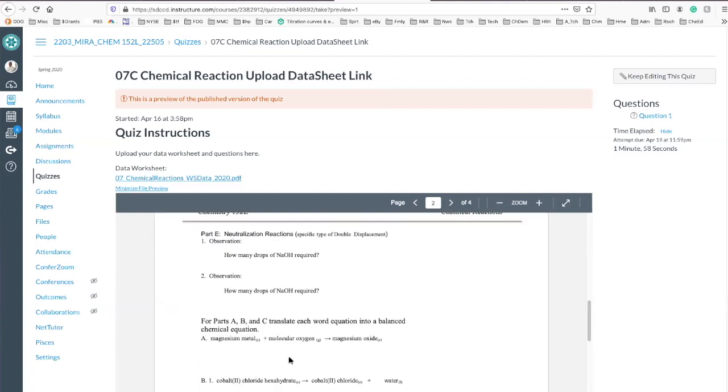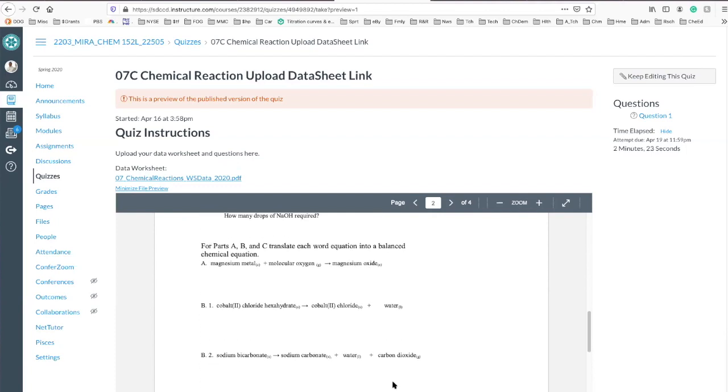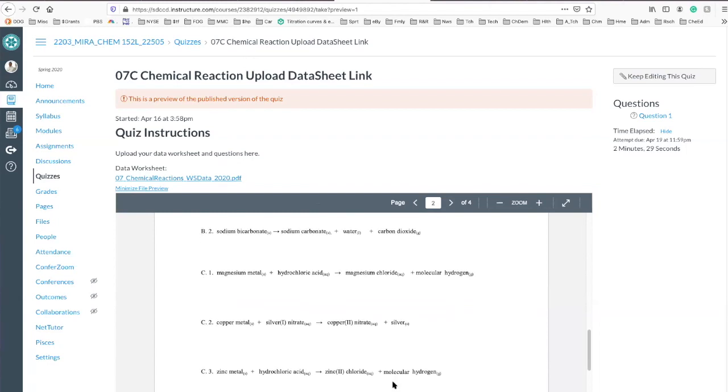Now you're going to be writing the reactions. For part A, magnesium metal plus molecular oxygen gives you magnesium hydroxide. Make sure that you include the phase, make sure it's balanced, make sure you have the right chemical formula. So cobalt chloride hexahydrate goes to cobalt chloride plus water. Again, make sure you have the right formula. So this is where you write the balanced chemical equations, include the phase, and make sure it has the correct coefficient.